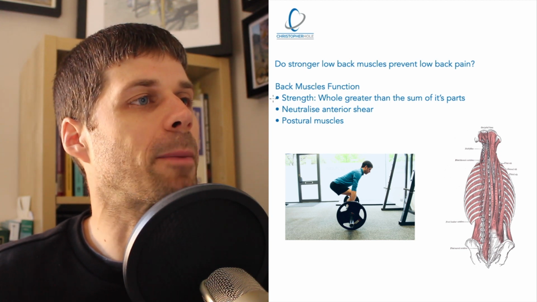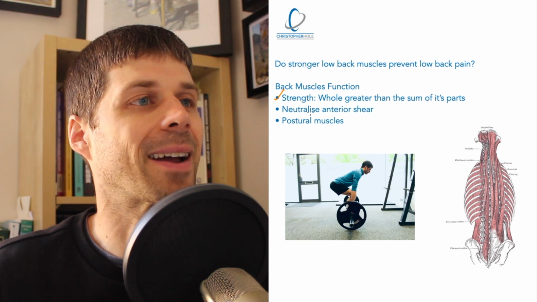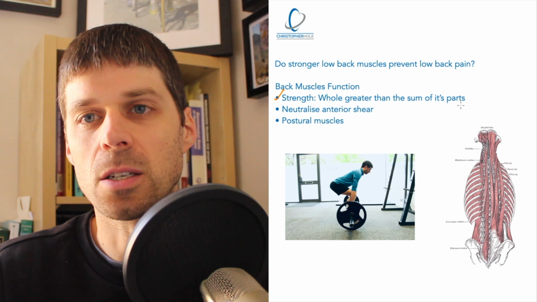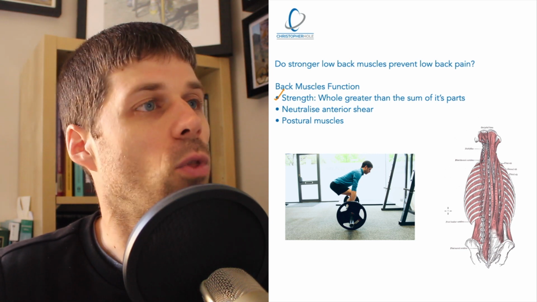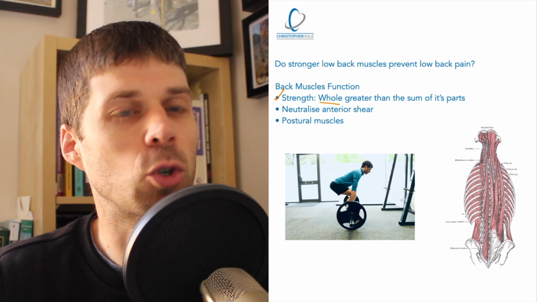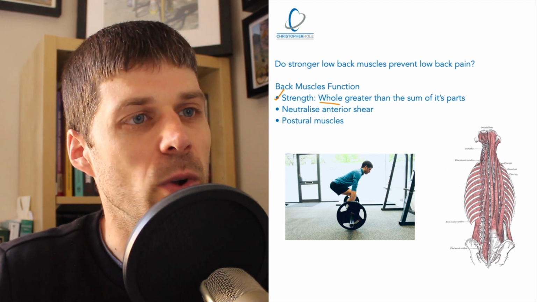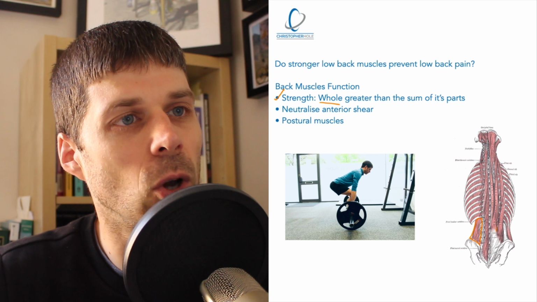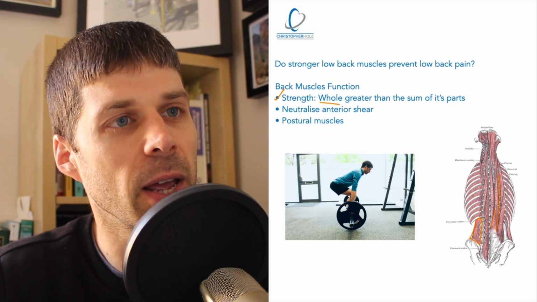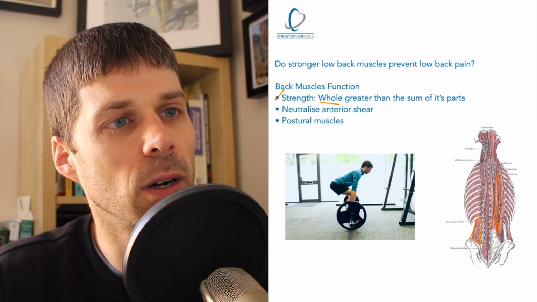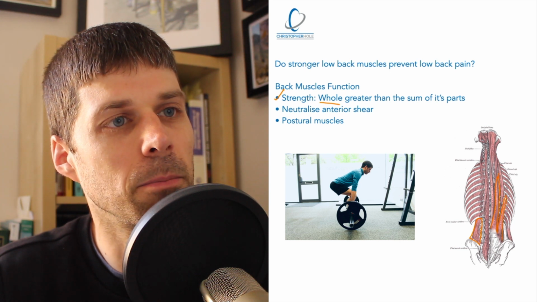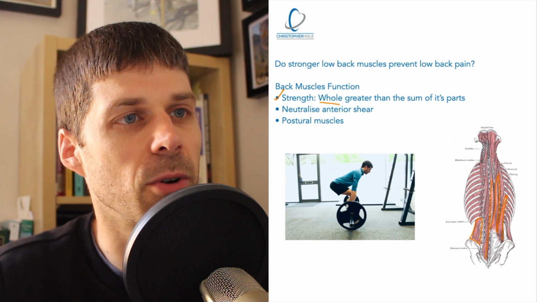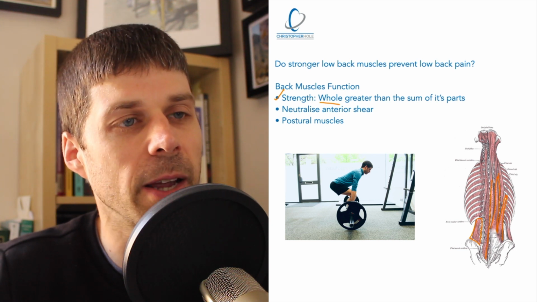Because when we're talking about strength of the lower back, the whole is greater than the sum of its parts. So what does that mean? Well, the whole, we're talking about the torso and the core. So we've got QL, we've got longissimus that goes up through here. We've got iliocostalis that comes up through here. We've got multifidus that goes up through here. And obviously this is on both sides of the spine.